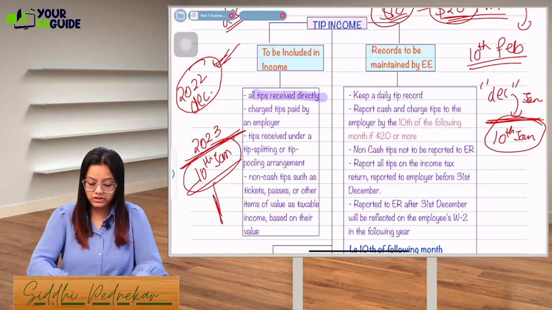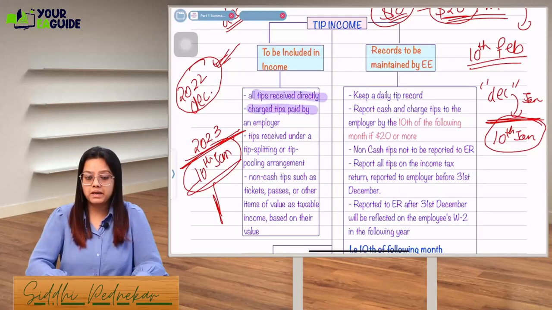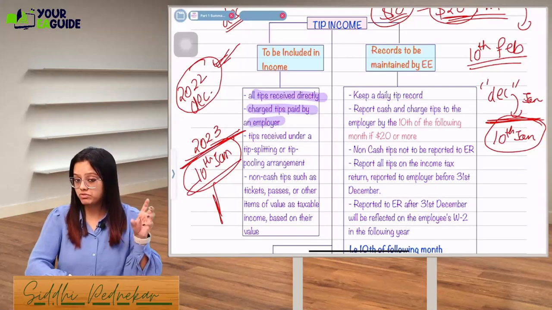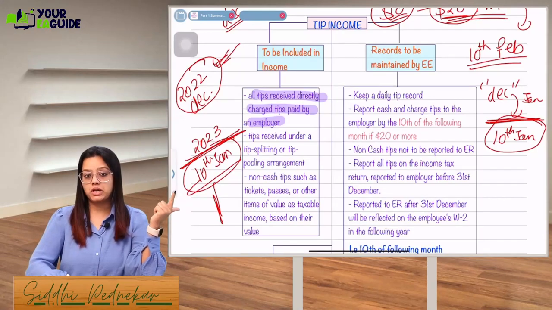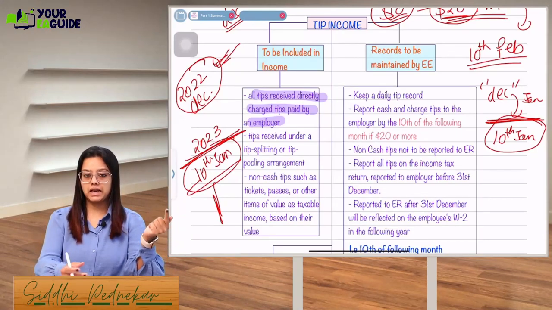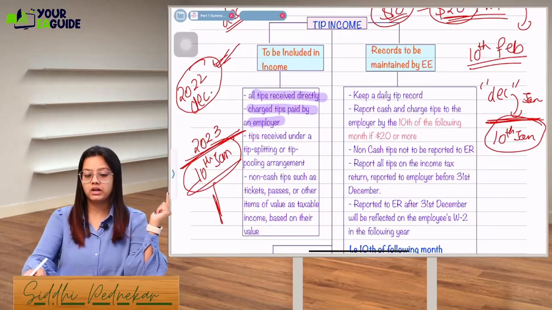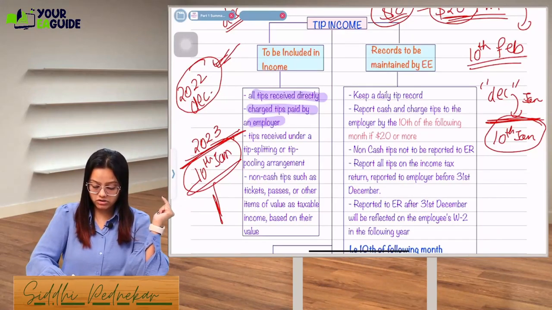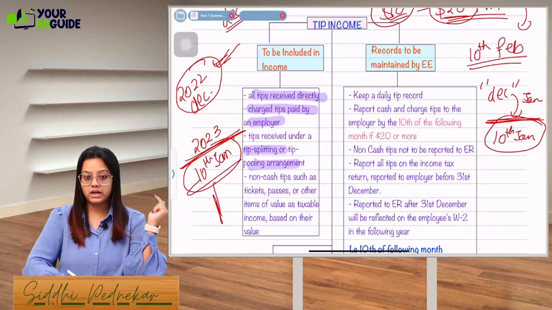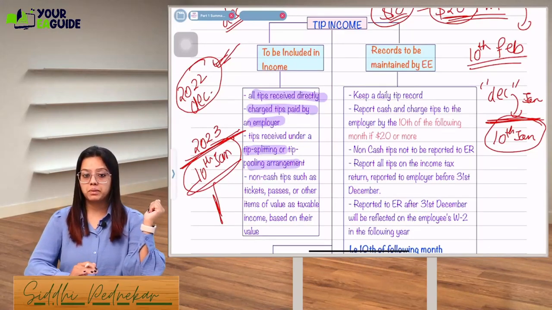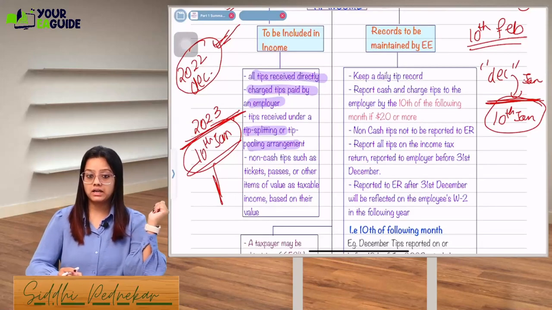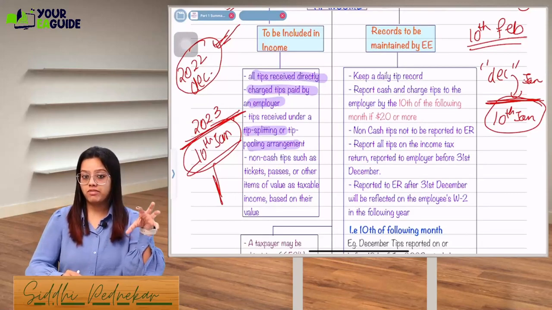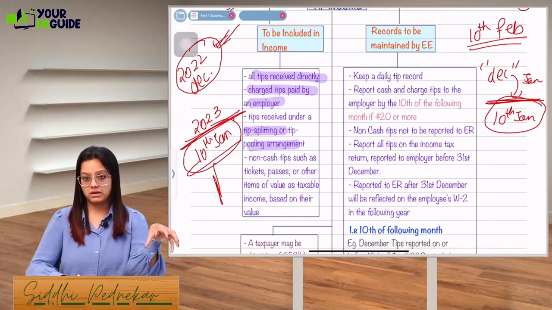All the tips received directly, and charge tips paid by the employer. What all tips will be included? All the tips which you receive directly from the customer, and charge tips which are paid by the employer. Let's say all the tips are collected and then distributed to different employees. That is also called tip splitting or a tip pooling arrangement. All those tips will be liable for tip reporting. Non-cash tips such as tickets, passes or any other items, based on their value, you'll have to report as income.